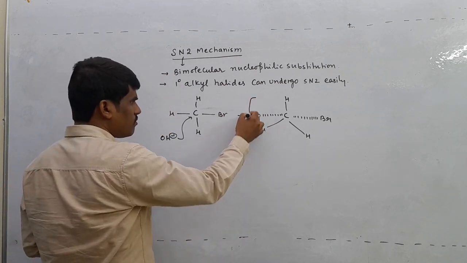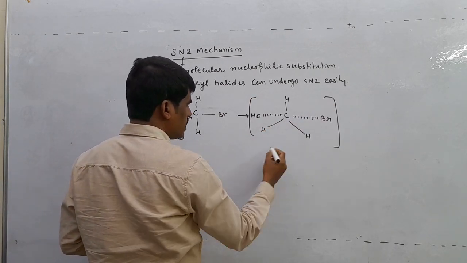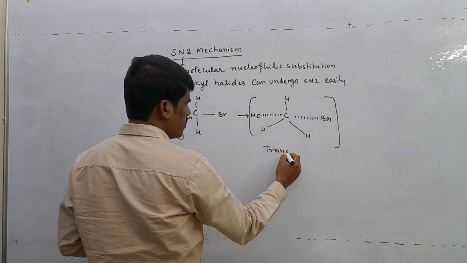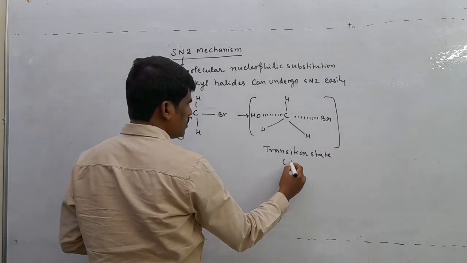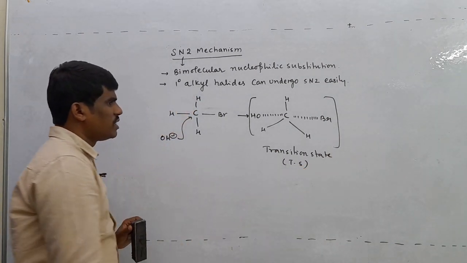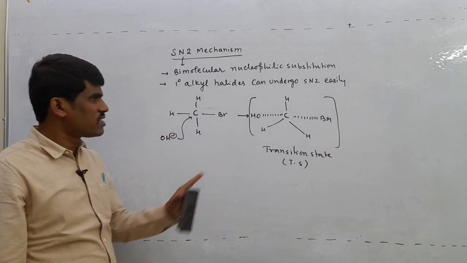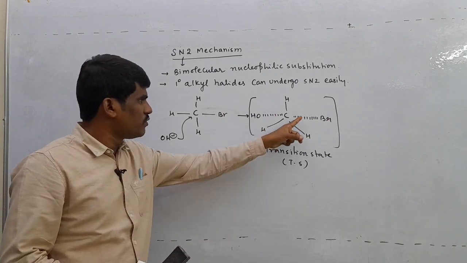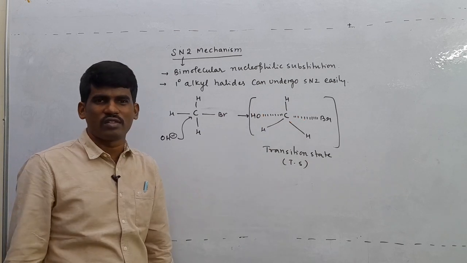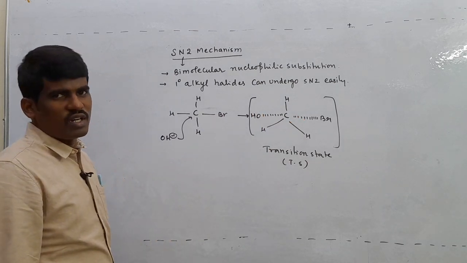In such a way, it is forming a transition state. The transition state is indicated as TS. In the transition state, carbon has how many bonds? Five bonds: 1, 2, 3, 4, 5. But of course, these are partial bonds.